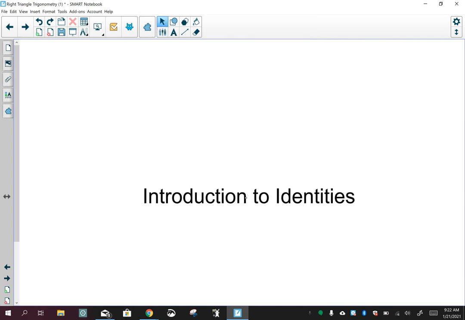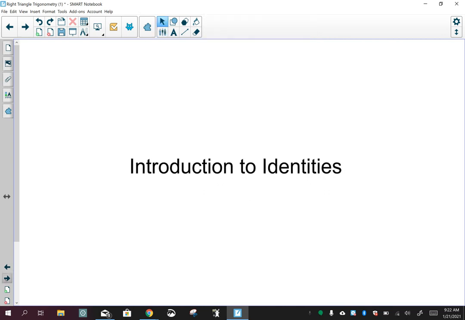So now, let's talk about introduction to identities. So a big portion of trigonometry is dealing with identities. So you're going to have some basic ones, and then you're going to get more complex, because eventually what's going to happen is you're going to verify identities, and you have a whole bunch of properties that you're actually going to do and look at and use to be able to verify these identities.